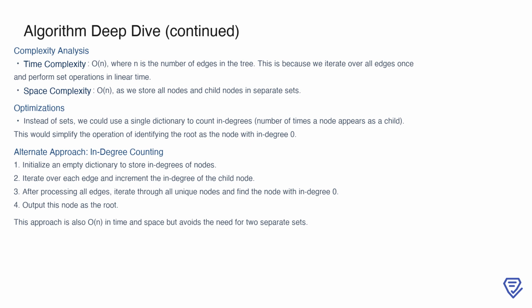To optimize further, we could use a single dictionary to count in-degrees, which represent how many times a node appears as a child. This eliminates the need for two separate sets. In the alternate approach using in-degree counting, we initialize a dictionary to store in-degrees and iterate over each edge to increment the in-degree of the child node. After processing all edges, the root can be identified as the node with an in-degree of 0. This method also has a time complexity of O(n) and a space complexity of O(n), but it simplifies the algorithm by reducing the number of data structures used while maintaining the same efficiency.